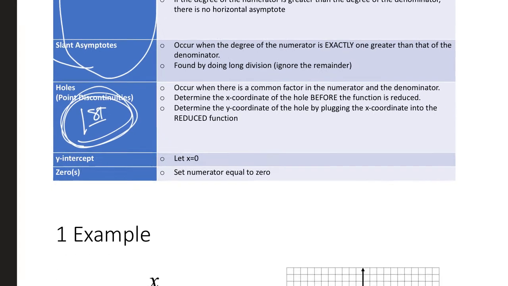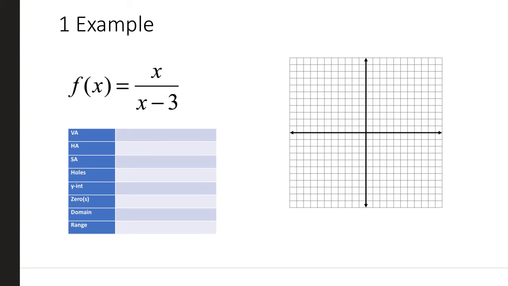All right, so let me scoot this up. We're going to talk you through one of these from beginning to end. If you have that paper that has all the descriptions on it nearby, that's probably a good idea. Let's take a look. We're going to check for holes first. To check for holes, you have to check if this function is factorable. And this one is not, which means there aren't any holes.